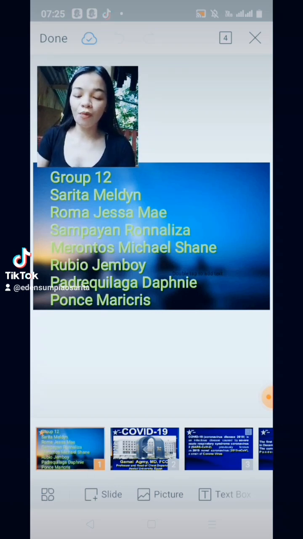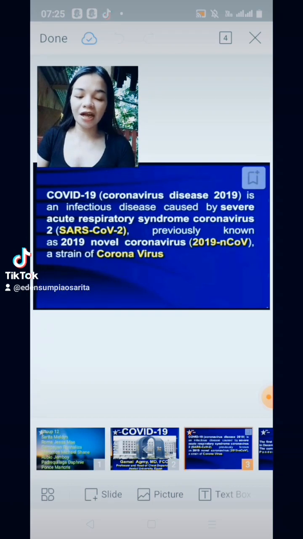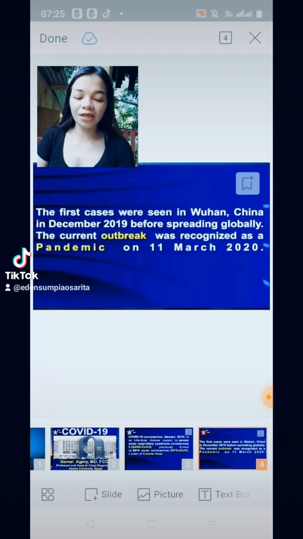So first, what is COVID-19? COVID-19 is coronavirus disease 2019. It is an infectious disease caused by severe acute respiratory syndrome coronavirus 2, SARS-CoV-2, previously known as 2019 novel coronavirus, 2019-nCoV, a strain of coronavirus.